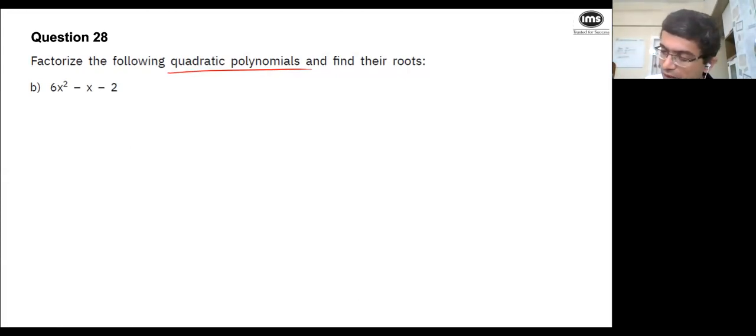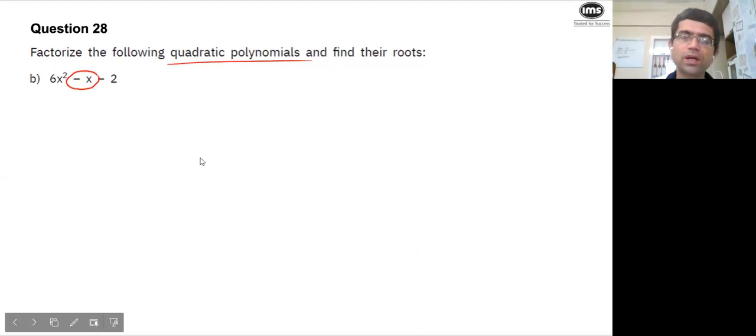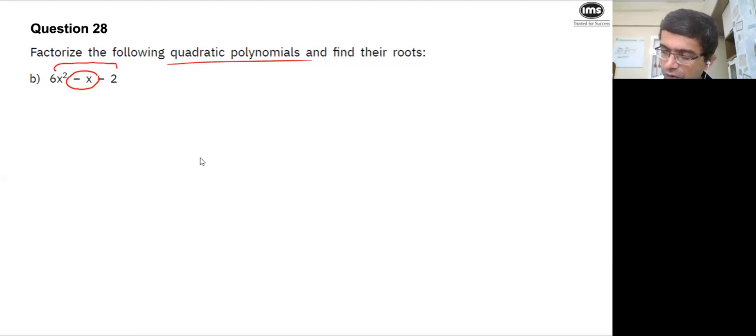We have to break the middle term. Remember, we break the middle term in such a way that the two parts of the middle term add up to the middle term and have the same product as the constant term and the coefficient of x square. So what is the coefficient of x square? 6 into minus 2 gives me minus 12.